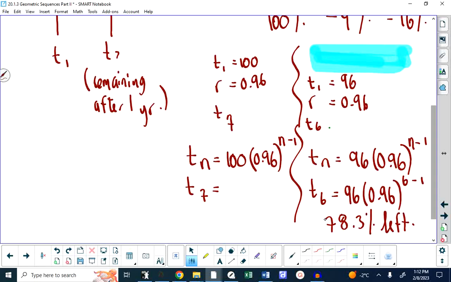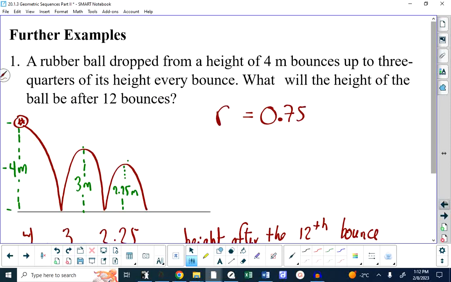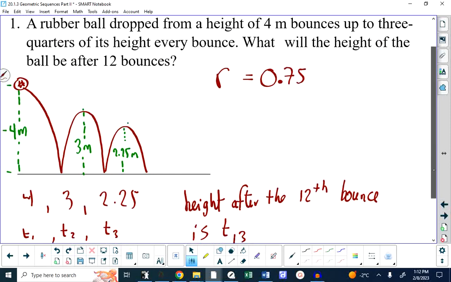When you have these geometric problems, a lot of the time you have to think about whether the term number is going to match what you're after or not, and a lot of the time it won't. And it's very easy to look at, say, the previous question and set it up and go, well, if I want to find the height after 12 bounces, I'm going to use this sequence and find T12, but that's going to be wrong. T12 will be the height after 11 bounces.